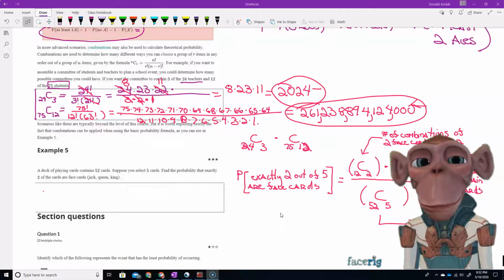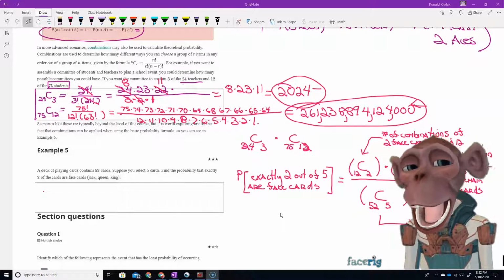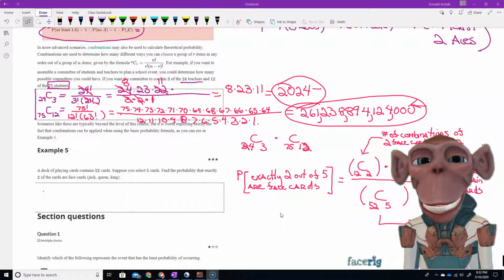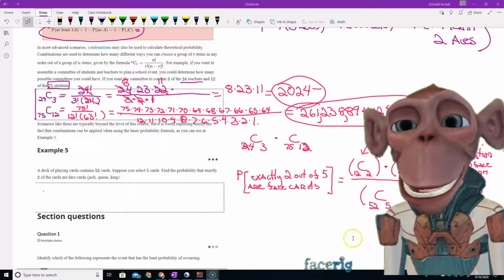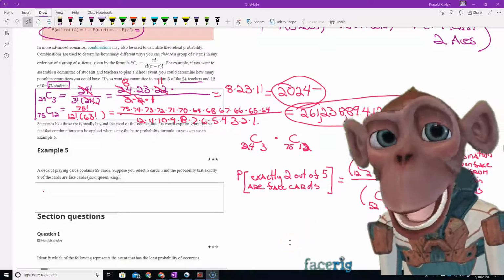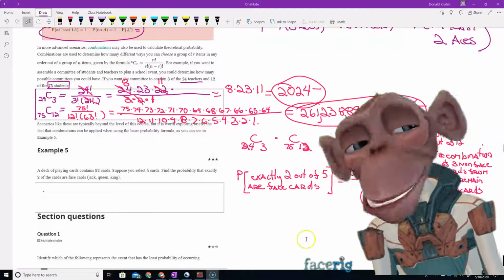Then every one of those combinations can be paired up with one of these combinations. There are 40 cards left, and this would be choosing 3. How many different ways could we choose 3 out of those 40? These would be your non-face cards. So I'm going to find that product, and then divide it by the total number of 5-card combinations I could get out of a 52-card deck. We'll use Desmos to go ahead and do these calculations.